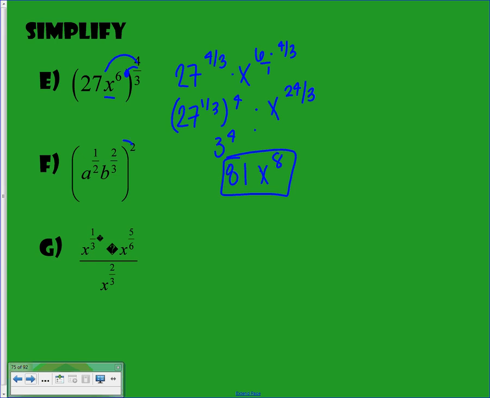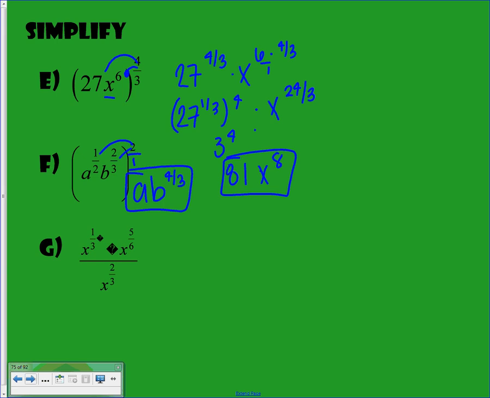Okay, so again, that has to be distributed to the a and the b. So here I have 1/2 times 2 is 1, so that just gives me a, and then b is 2/3 times 2, which is 4/3. Put that 2 over 1 and simplify, and that's the end of F. Sometimes they're tricky in E, and sometimes in F they're pretty straightforward.